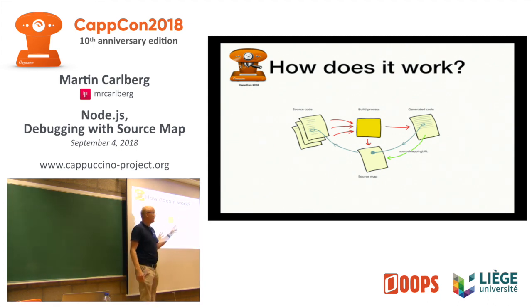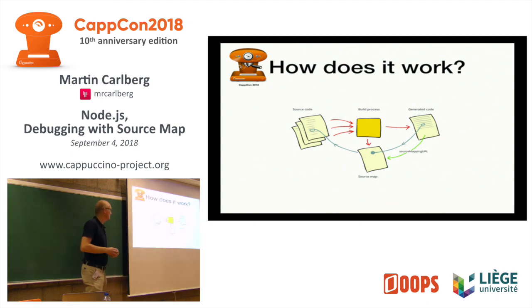One problem here is you actually have a lot of files. You have your source code here. In our case, you have the Objective-J code in one file or in many files. You have the generated code file, which is the one that actually runs. And you have the source map file. They are actually 3 different files.